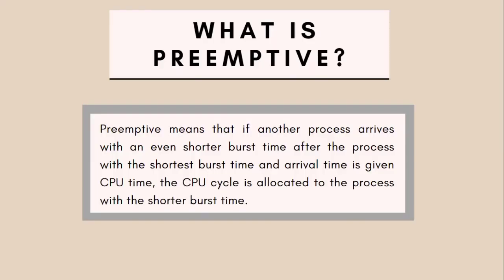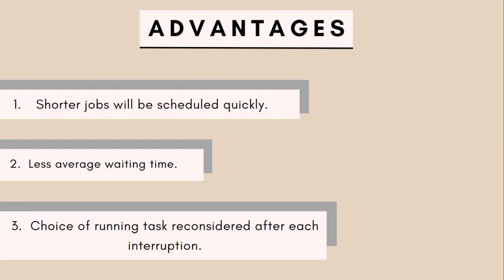What is preemptive? Preemptive means that if another process arrives with an even shorter burst time after the process with the shortest burst time and arrival time is given CPU time, the CPU cycle is allocated to the process with the shorter burst time.